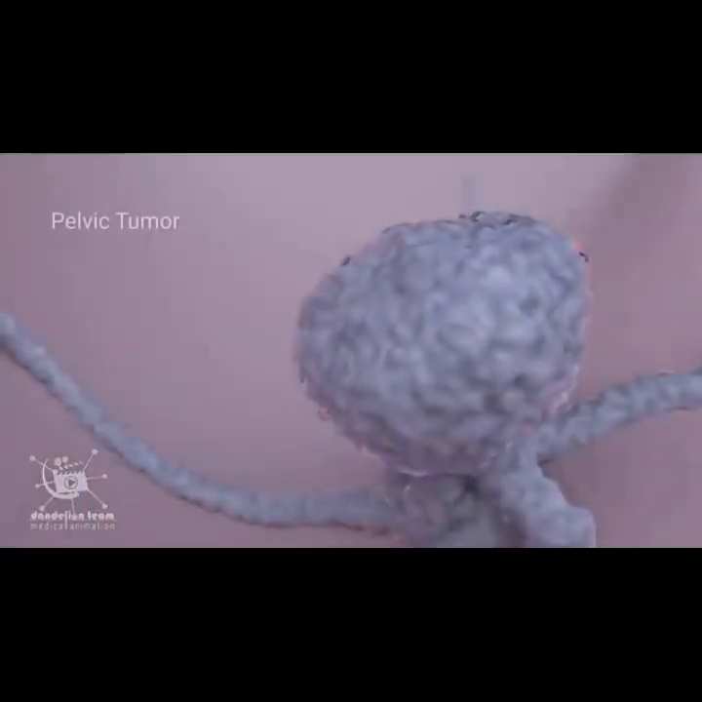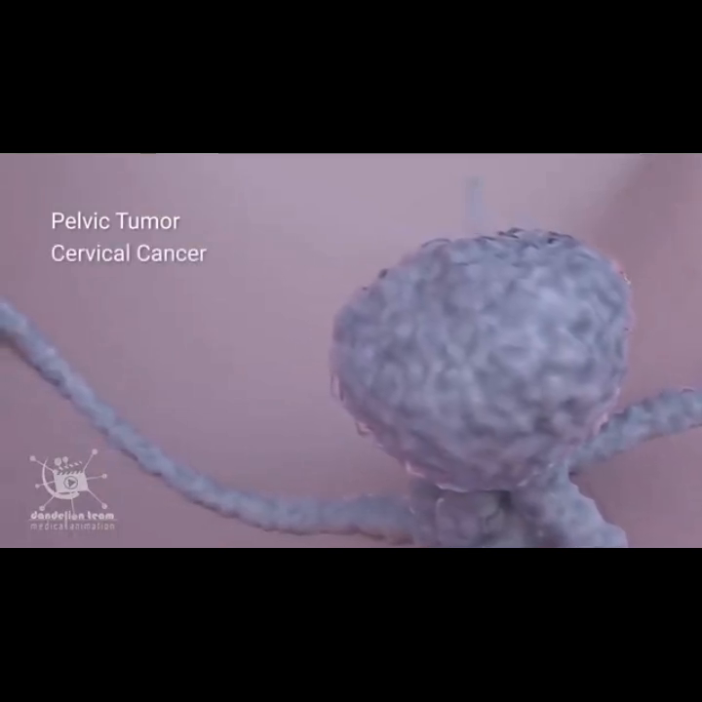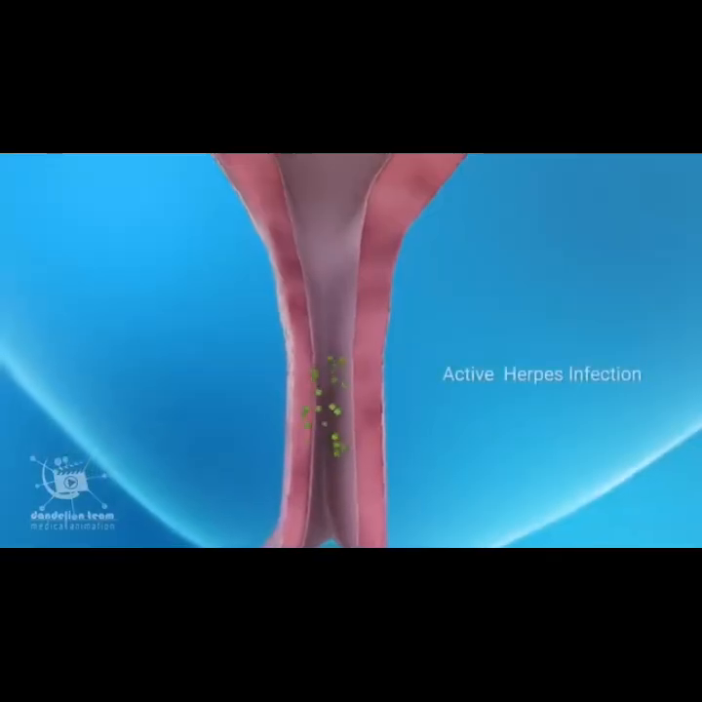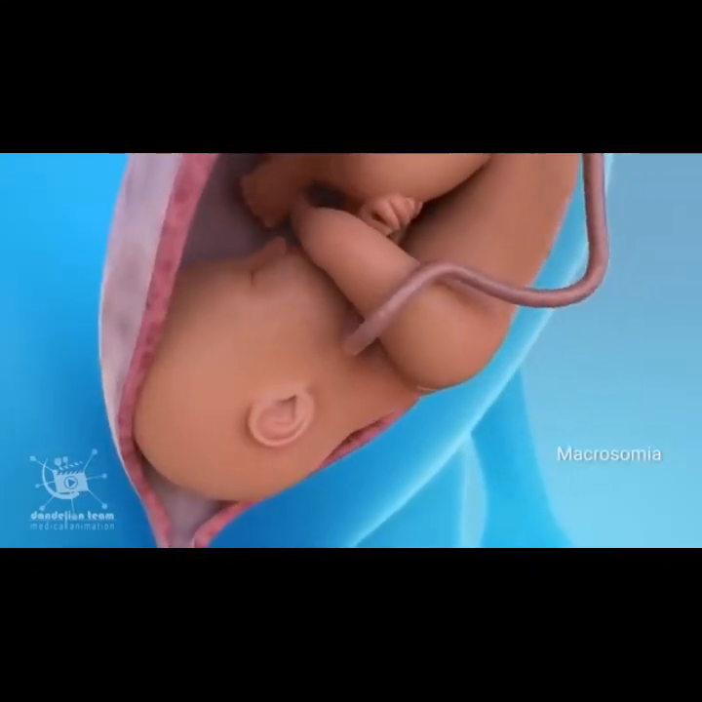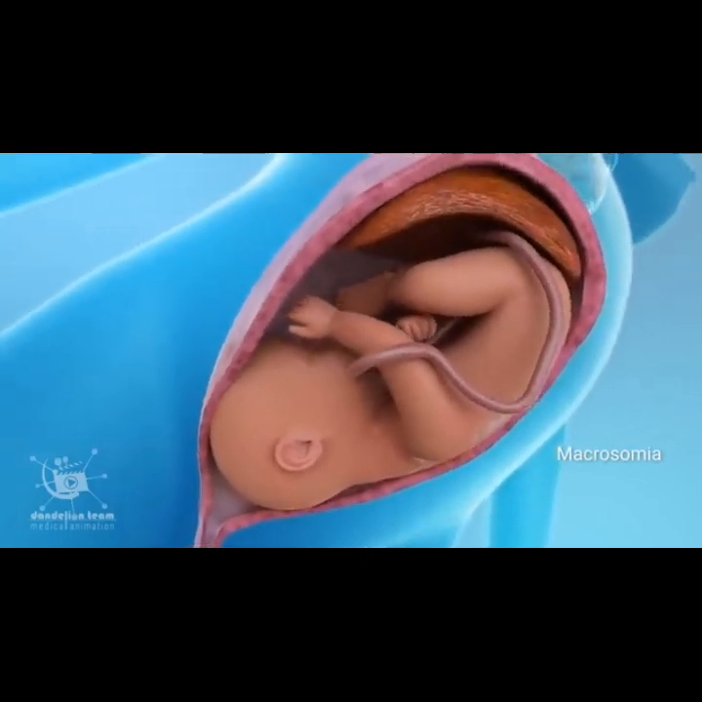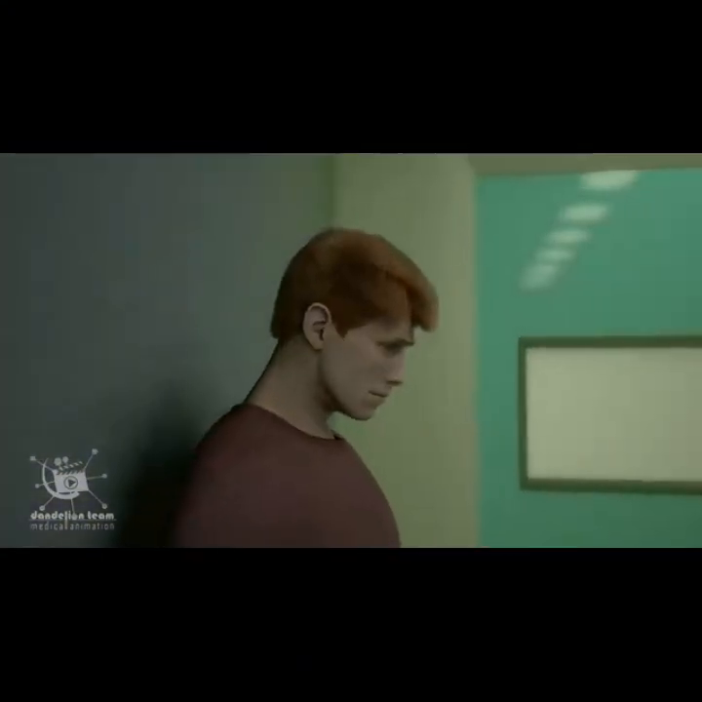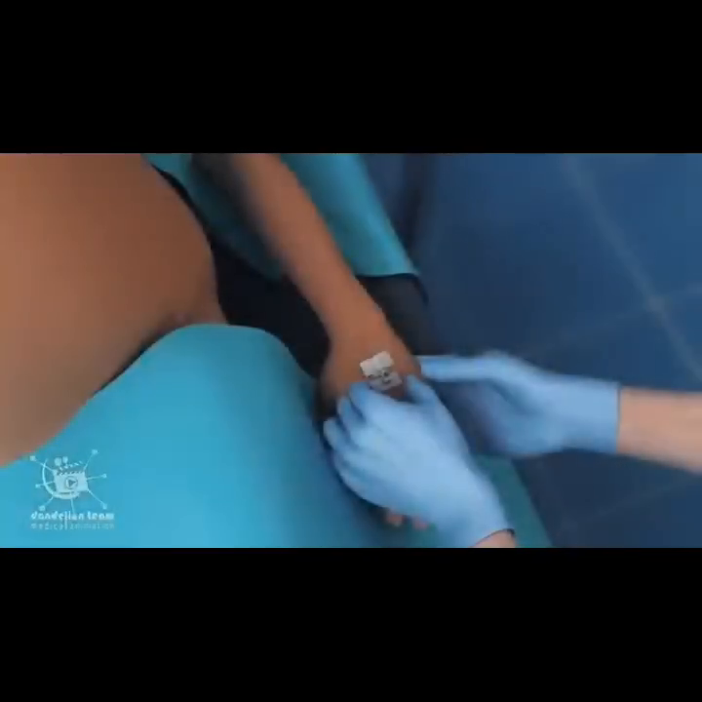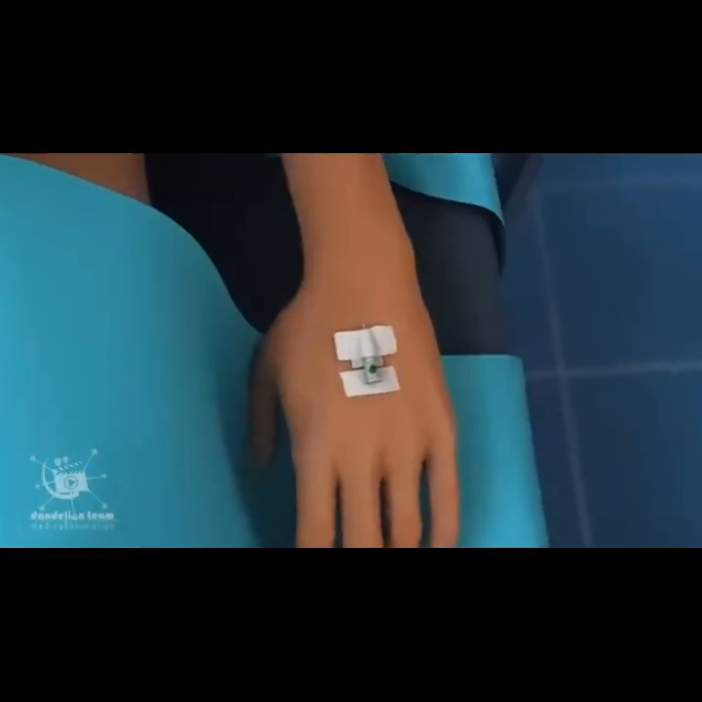Other indications include pelvic tumor or cervical cancer, active herpes infection. Macrosomia is when the baby weighs more than 4 kilograms. The procedure begins by inserting an angiocatheter into the patient's hand.